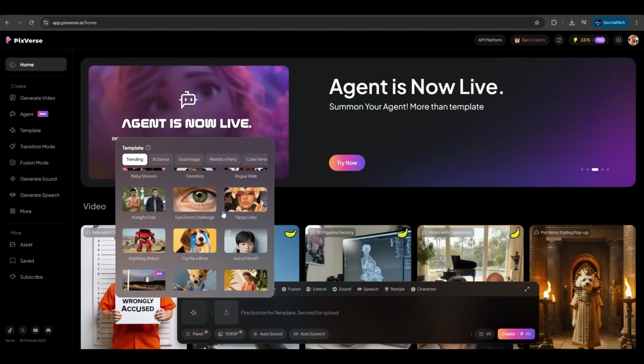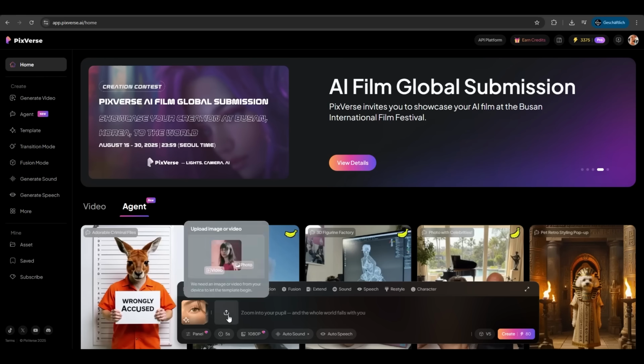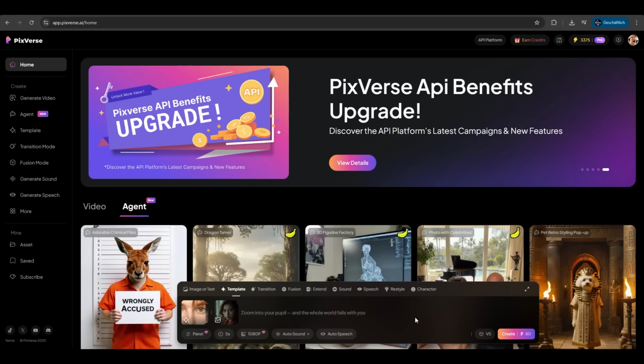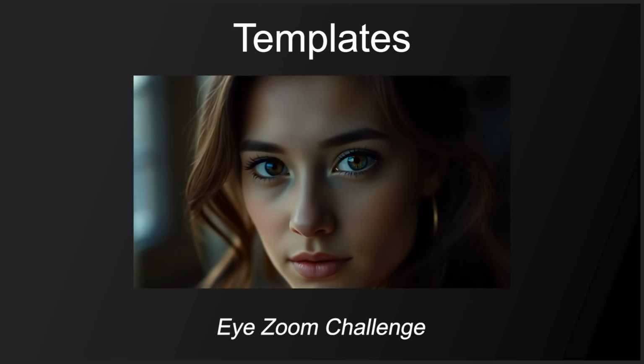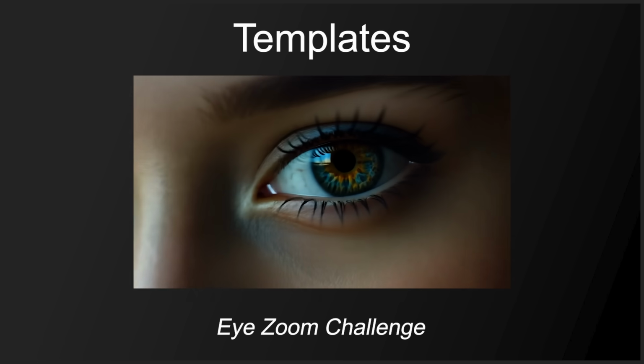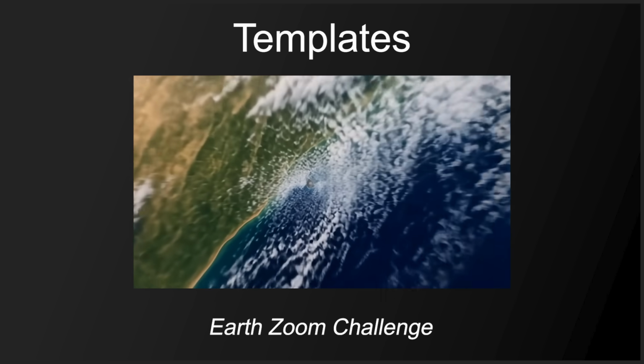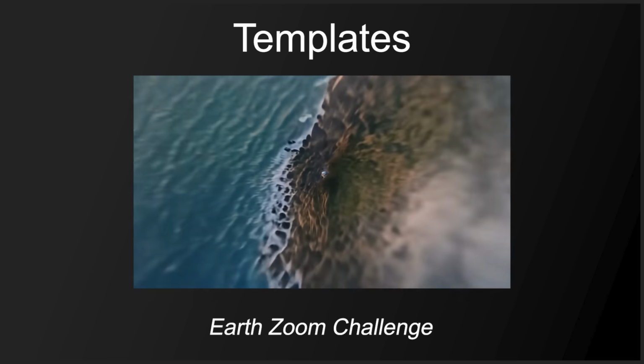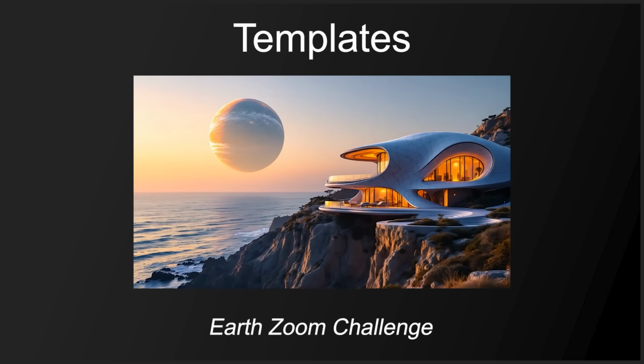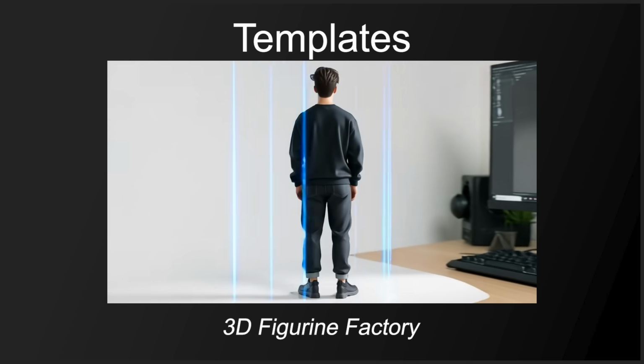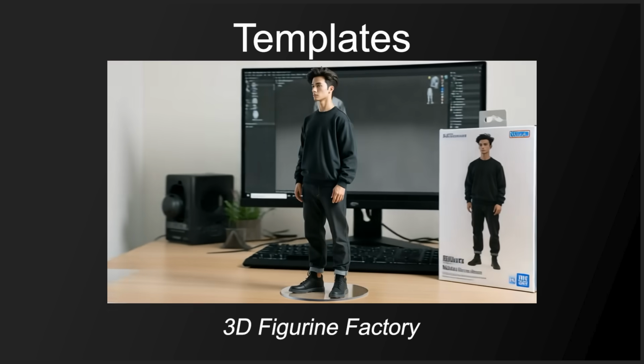Next we try the template feature. Let's try the I zoom challenge here. We uploaded the image of a woman and we hit create. As you can see, exactly what we wanted. Awesome. Another example, the Earth zoom challenge here. Also great. 3D figurine factory. Very nice, high quality, nice.